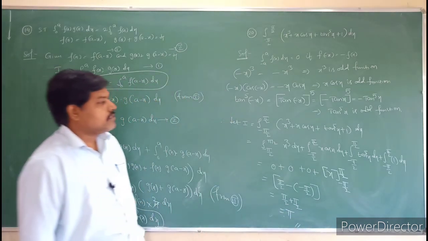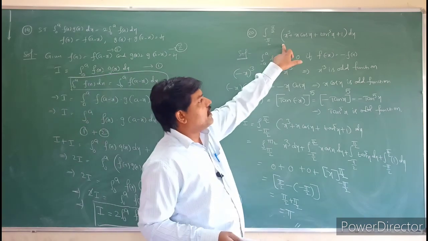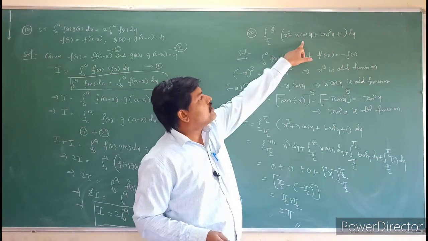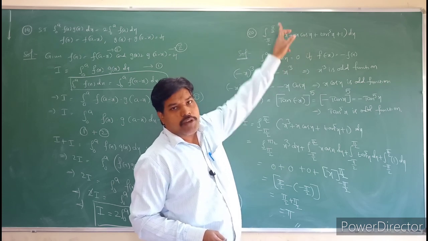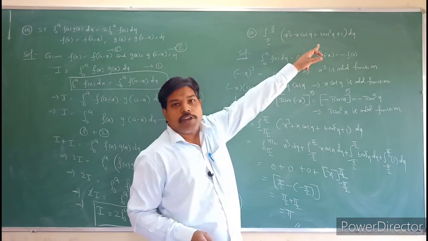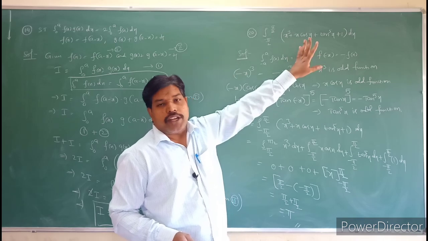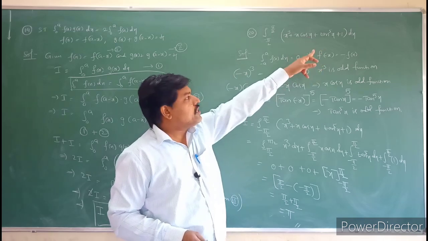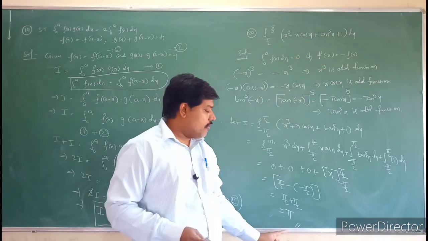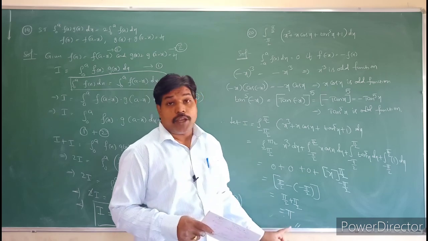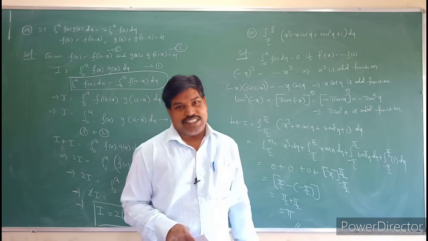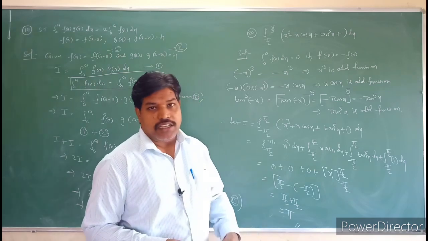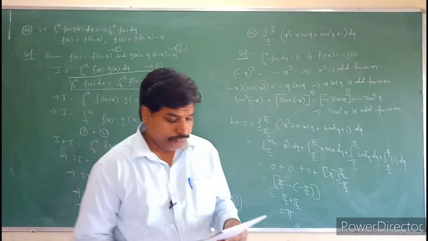So see that function, students. x cube is an odd function, so the integration is 0, and this is also an odd function, so the integration of this term will also become 0. Why? Because it is from minus a to a. Tan power 5x is also an odd function, so its integration is also 0. So we just get the integral of 1 over the limits minus pi by 2 to pi by 2, which will become pi. So the answer is option C.